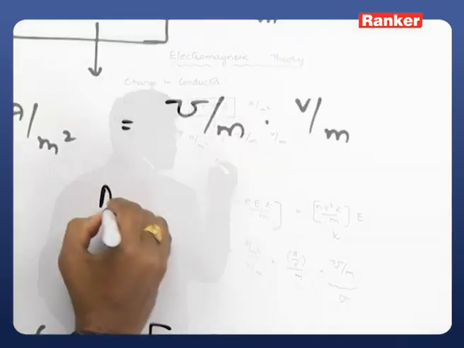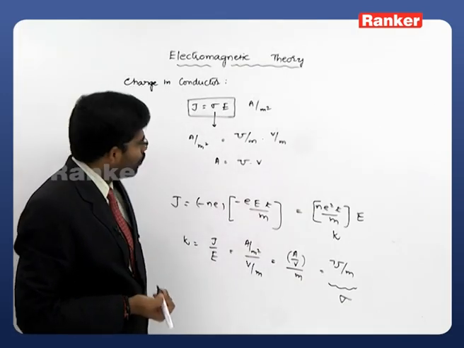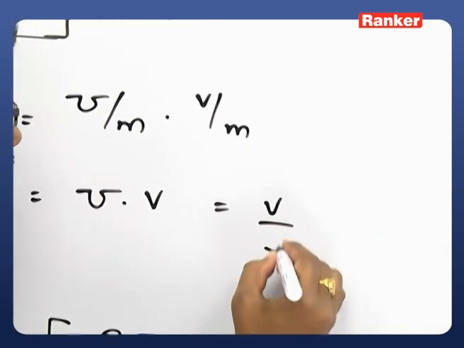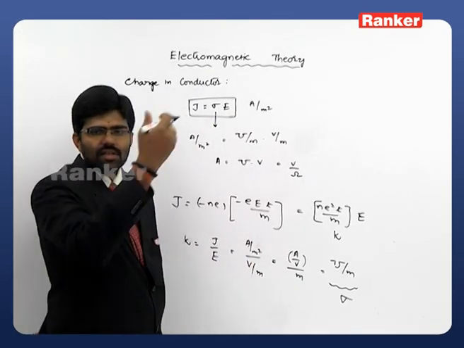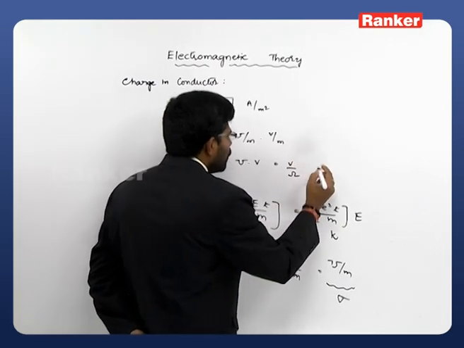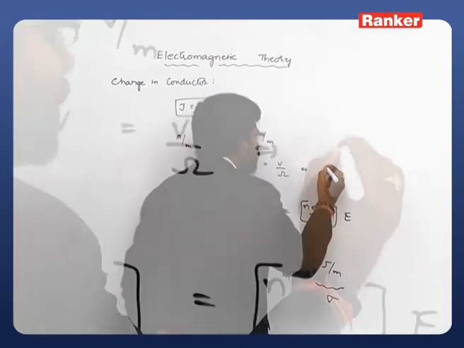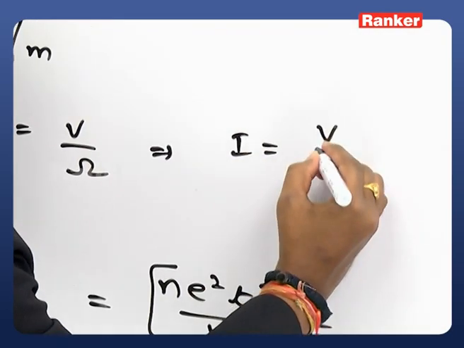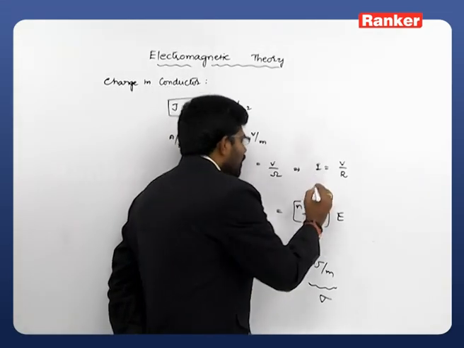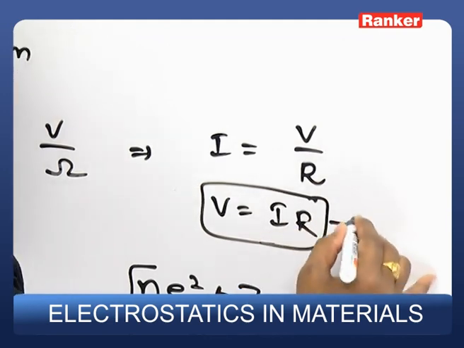So what we get is ampere equals mho multiplied with volt. Mho multiplied with volt can be written simply as volt divided by ohm, since conductivity is the inverse of resistivity. So volt divided by ohm: I equals V divided by R. This is a very good equation which is known to us, V equals IR. This is Ohm's law.